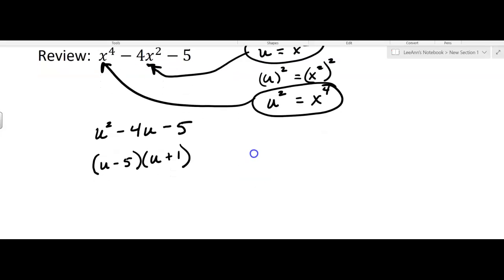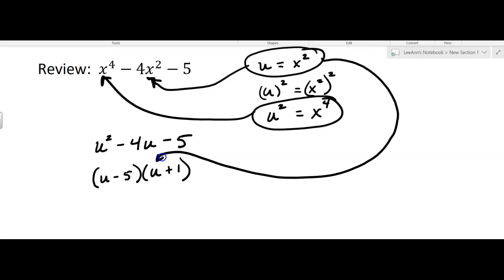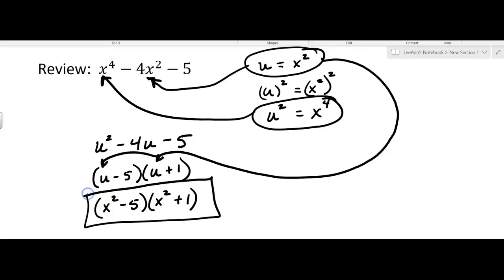But then if you remember, we have to now take the u out and put back what u is equal to. So we're going to put it in both spots for u, and we need it in terms of x. So we're going to have x squared minus 5 here, and x squared plus 1 here. And that's the idea of this u substitution. Now, that's what we did back in chapter 6. Now we're going to apply it with equations, and we'll do that in the next video.